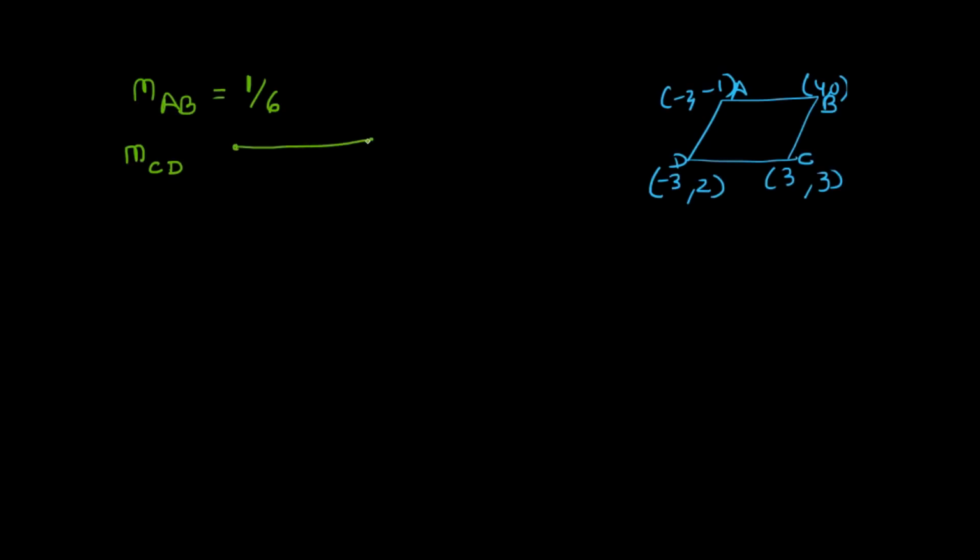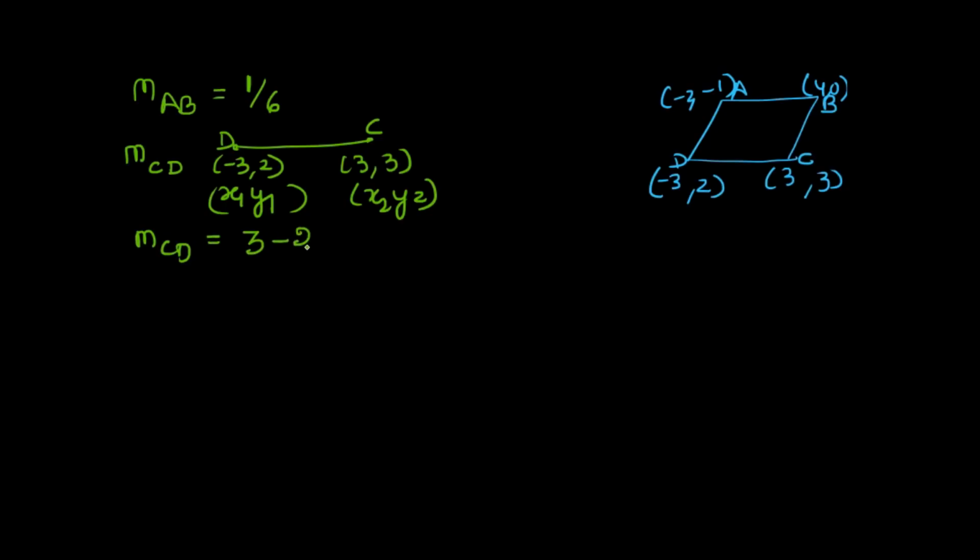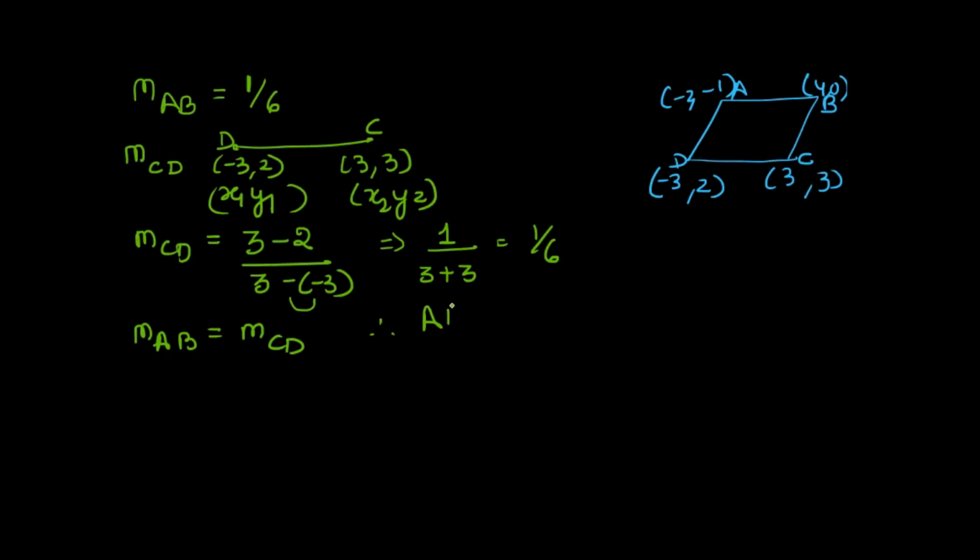Let us draw the line DC. The coordinates are -3, 2, 3 and 3. Let this be x1, y1 and x2, y2. Okay, so the slope of CD will be y2 minus y1, which is 3 minus 2, upon x2, which is 3, minus x1, which is -3. So we get 3 minus 2 as 1. 3 plus 3, minus into minus becomes a plus, and it gives you 1 over 6. So since slope of AB is equal to slope of CD, therefore AB is parallel to CD. Correct? This is one thing.